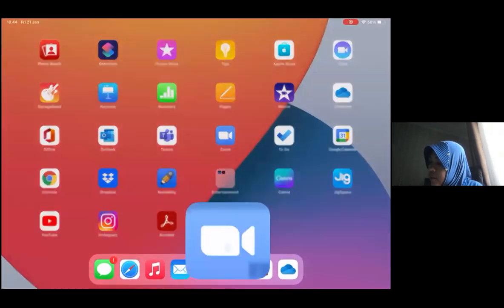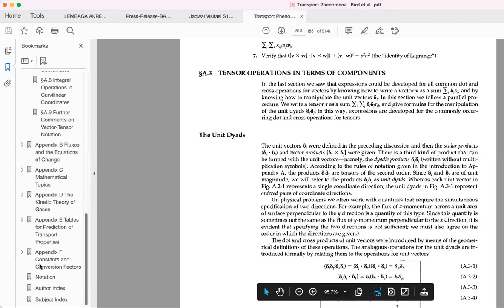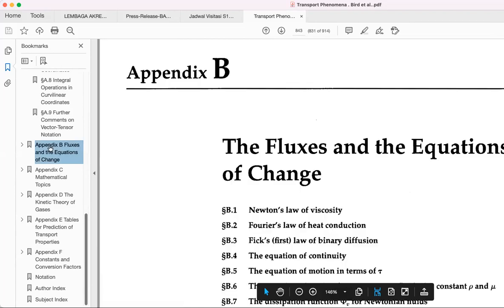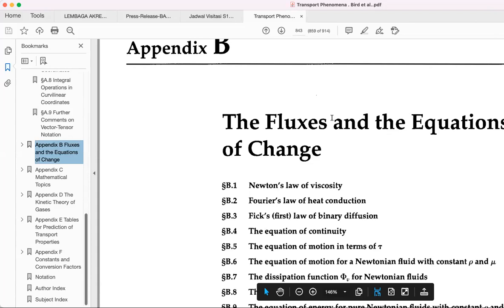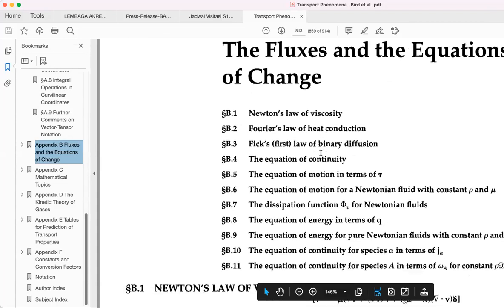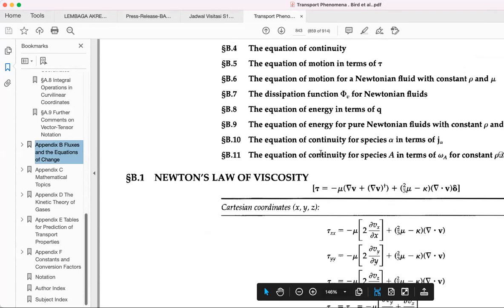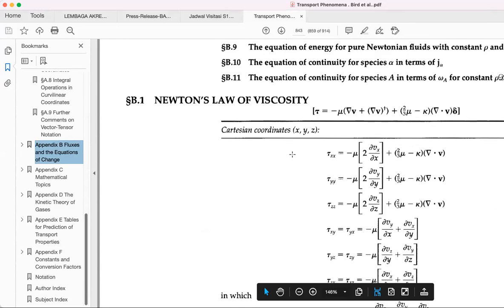I think I have to close this one and let me share with the other book there. This one, yeah. So we can also find the formula in appendix B1, and appendix B about Newton's law of viscosity. So in the previous one, we were wondering what is tau ZZ, what is tau XX, for example. So we can consider this one.